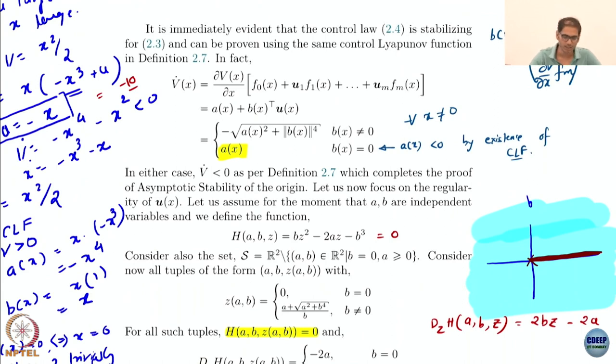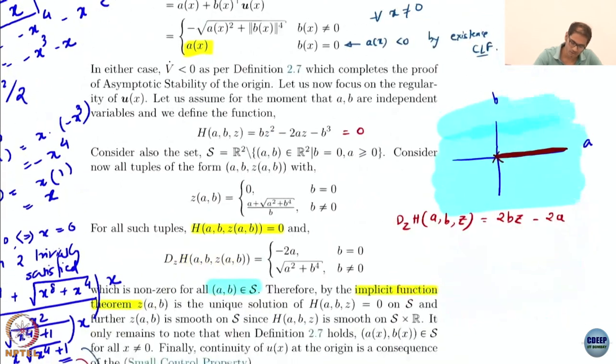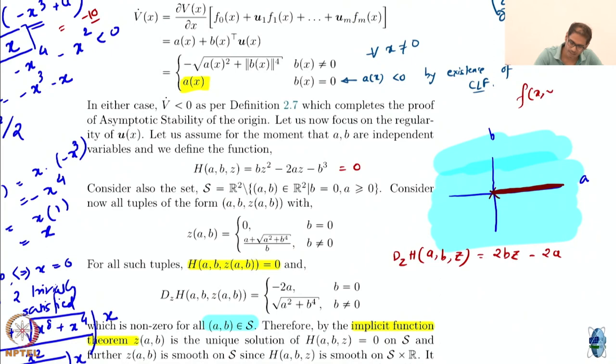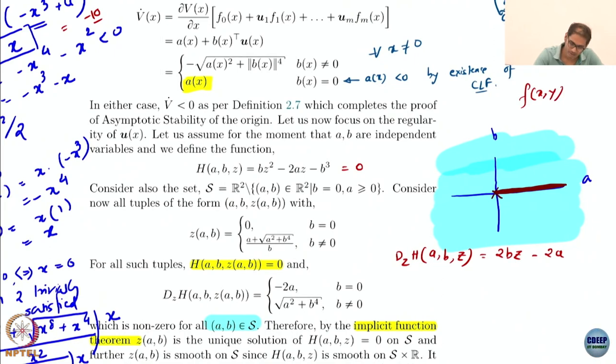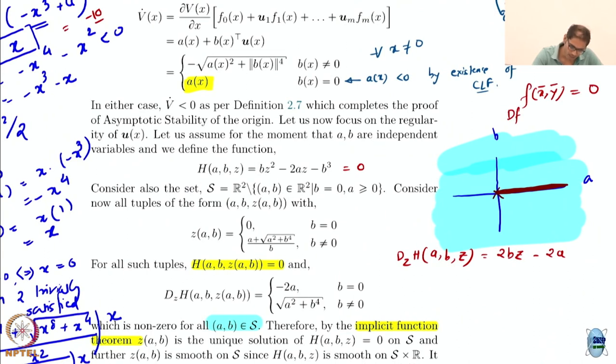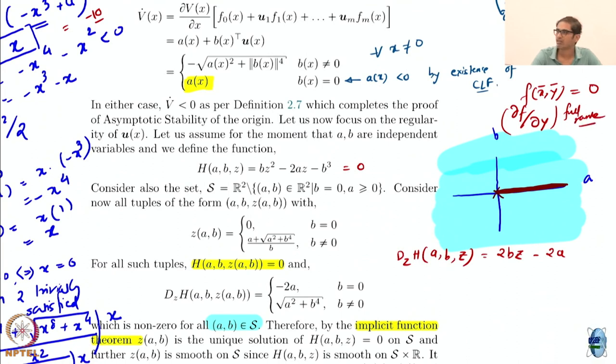It basically says that if you have a function of two or more variables, actually it's stated in two variables only. If you have a function f(x, y) such that f(x bar, y bar) is equal to 0, and you also have the partial of f with respect to the y variable being full rank, or maximal rank. When I say full rank, it means the partial of f with respect to y may be a non-square matrix. I hope you understand that.